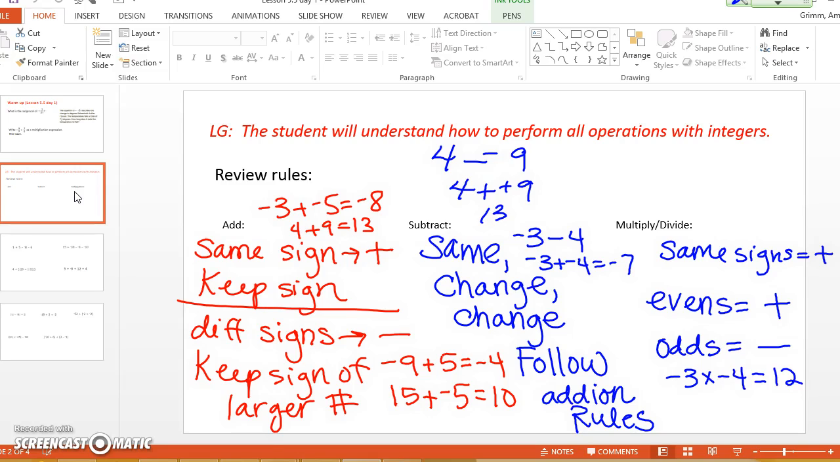Positive 12. If you have negative 3 times a positive 4, that is a negative 12. And for some of you, you might want to add one that has like 3 negatives because you struggle with that sometimes. Also, I told you to add your 0 rule.